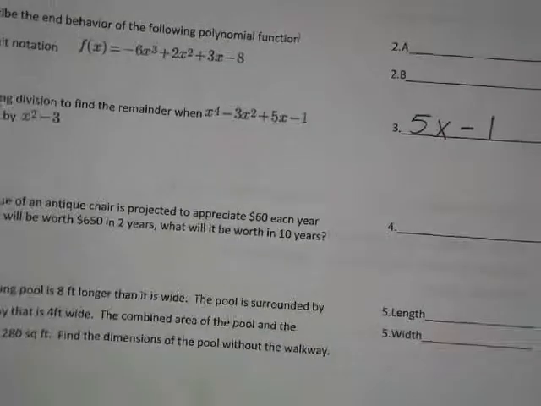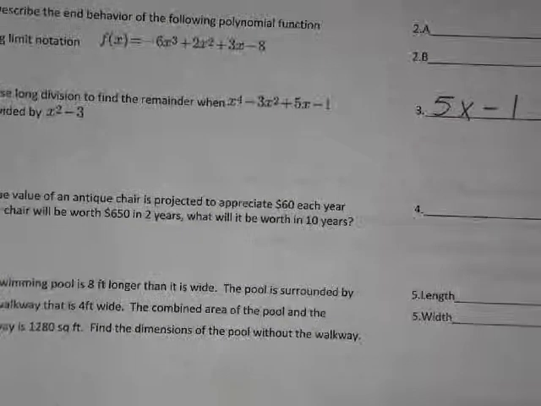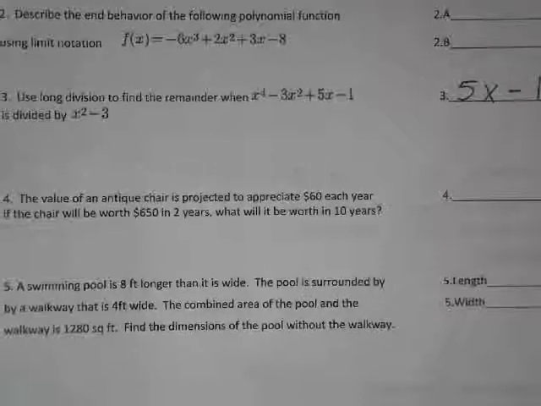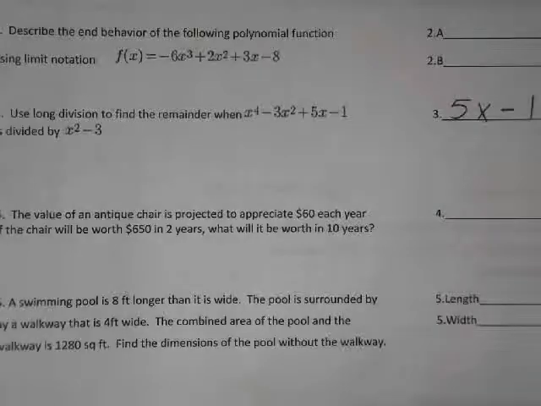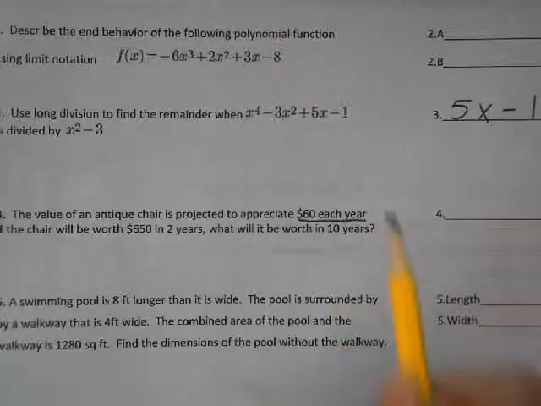All right, you guys, question number 4 is a linear relationship. It's something that I skipped in chapter 2 because you have done it so much. So let's see if you really do remember your linear equations. I know it's linear because it's $60 each year. So it's a flat rate.